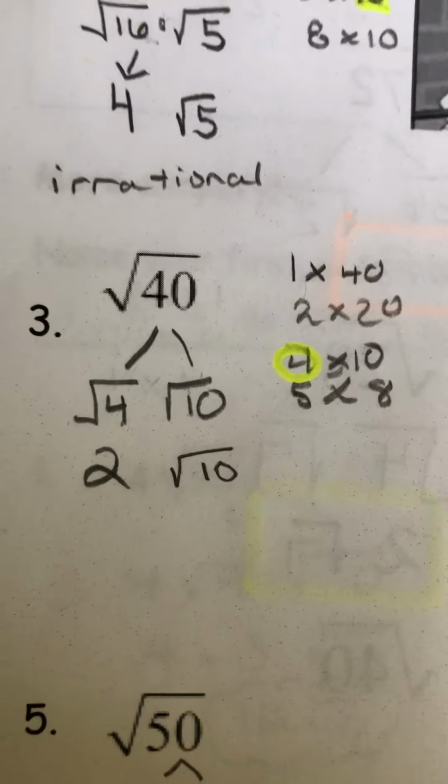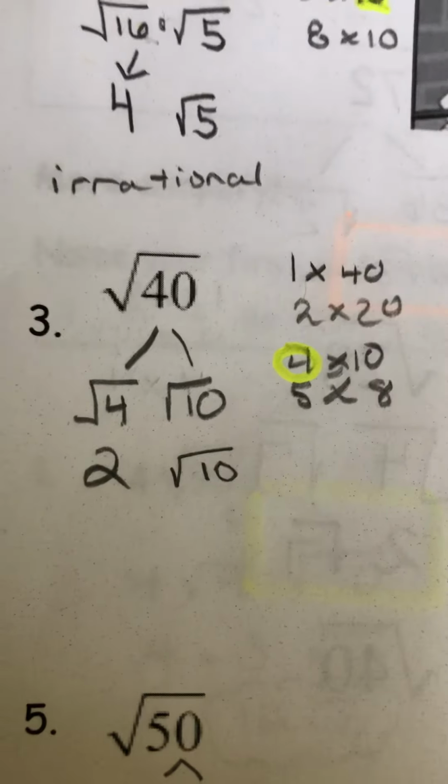Example number 4, the number 27 doesn't have too many factor pairs. But it turns out the one we want is the 3 times 9. 9's the perfect square. So we put the 9 in front, take the square root of 9, which is 3, leave the square root of 3 behind.